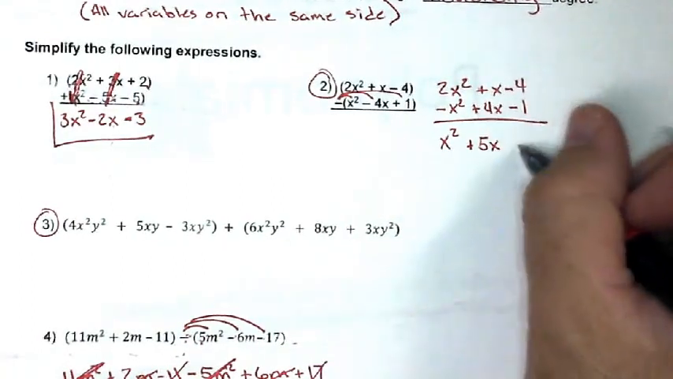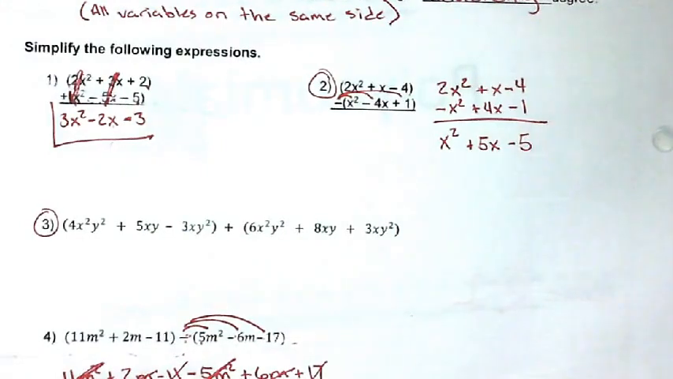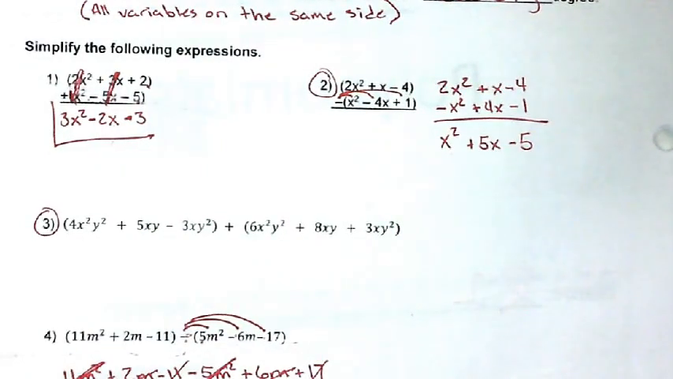Since you distributed that negative, the negative 4 turns to positive. No, think about it. Remember, when you distribute, you multiply. So negative times a negative is a positive, okay?